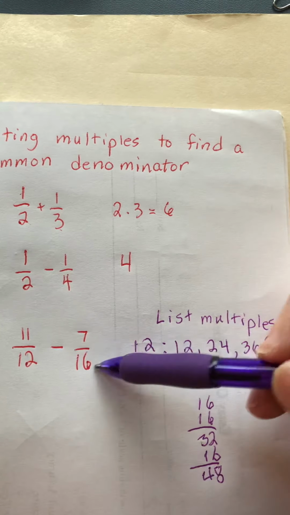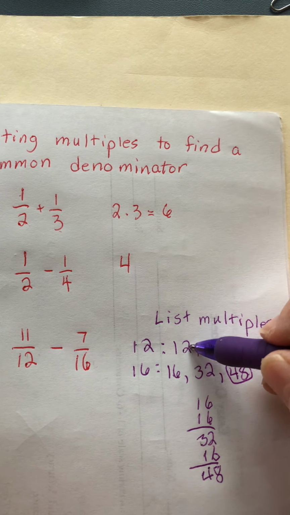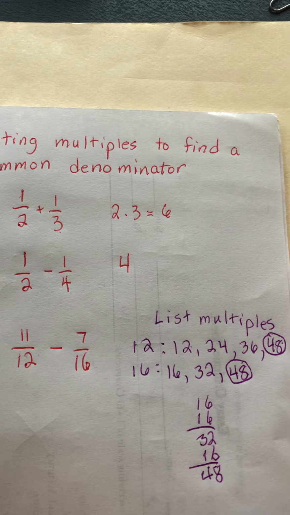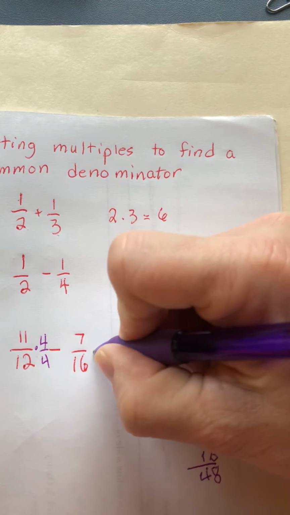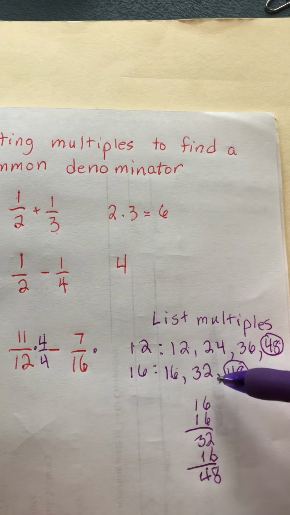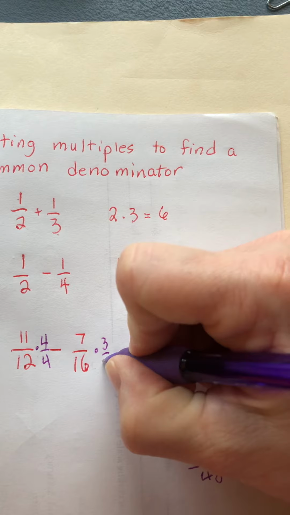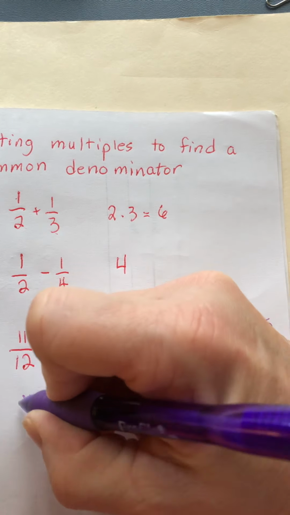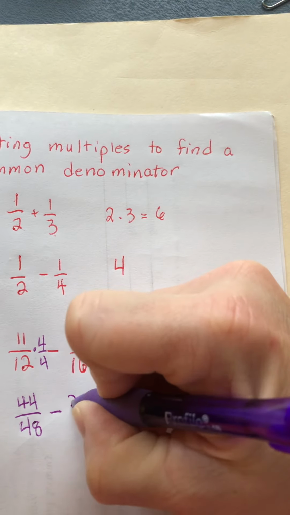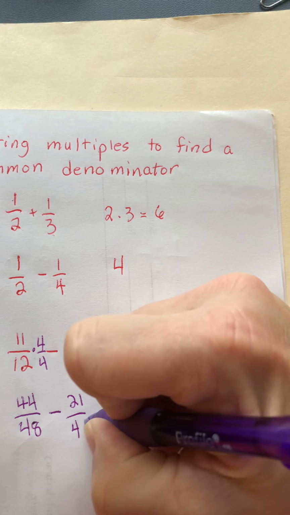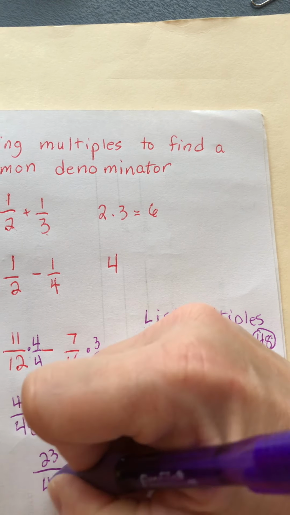So now that I know that I'm going to use the multiple 48, my least common multiple, in order to get a common denominator, on the 12, it's 1, 2, 3, it's the fourth multiple. So I'm going to multiply this number by 4 over 4. On 16, it's the third multiple. 16, 32, 48, so I'll multiply by 3 over 3. Now I get 44 over 48 minus 21 over 48, and my answer is 23 over 48.